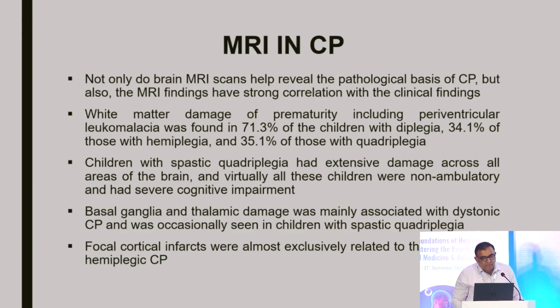Children with spastic quadriplegia tend to have extensive damage across all areas of the brain, and these cases are usually non-ambulatory and have severe cognitive impairments. The basal ganglia and thalamic damage is usually seen in the dystonic type of CP, but occasionally can be seen in spastic quadriplegia as well. Focal cortical infarcts are almost exclusively seen in hemiplegic CP.